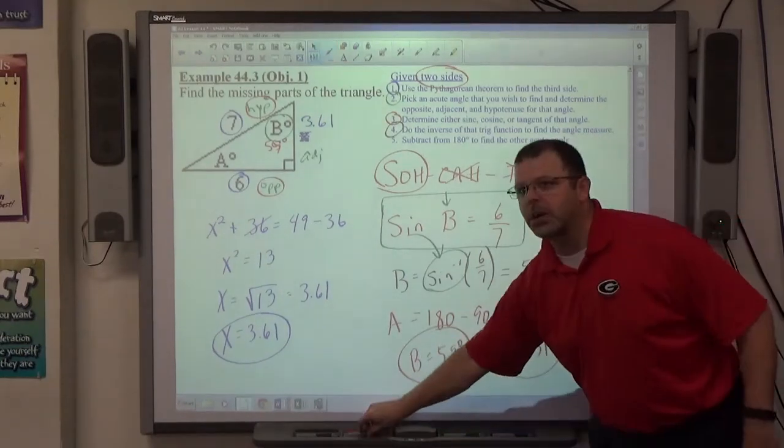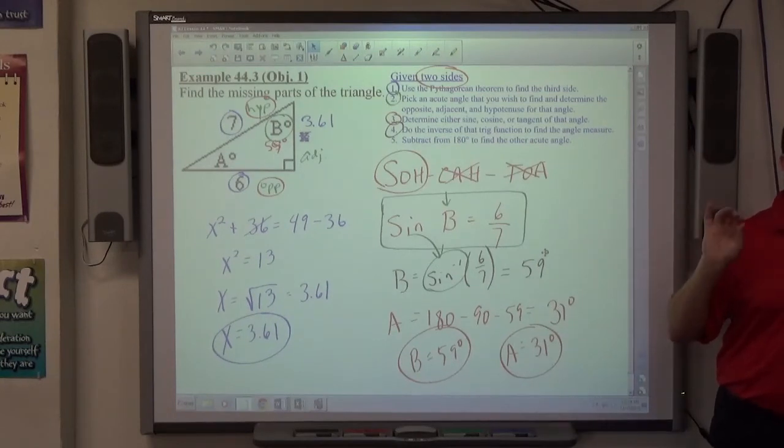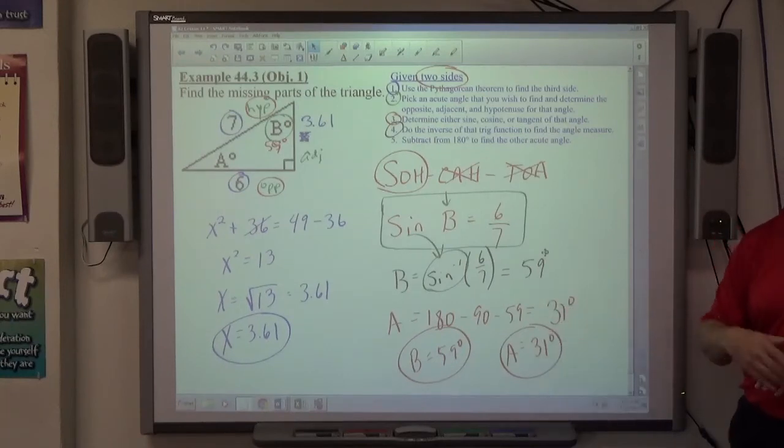Make sure you very clearly, when you have to find three things, A equals, B equals, X equals, in this case, label them. Make sure I can see all those answers. Don't just write the numbers up. Put the letters attached to them. Circle them so I can find them easily in your paper. Okay.